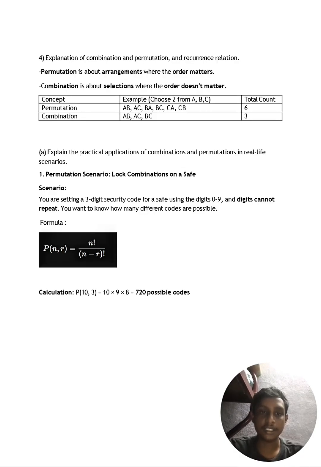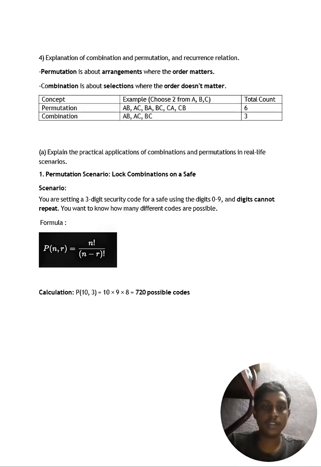Combination is about selection where the order doesn't matter. The combination is about choosing things, not arranging them. So you don't care about the order. The same items in a different order are considered the same group. In other words, combination is like picking a group of friends to go on a trip. It doesn't matter who you name first.